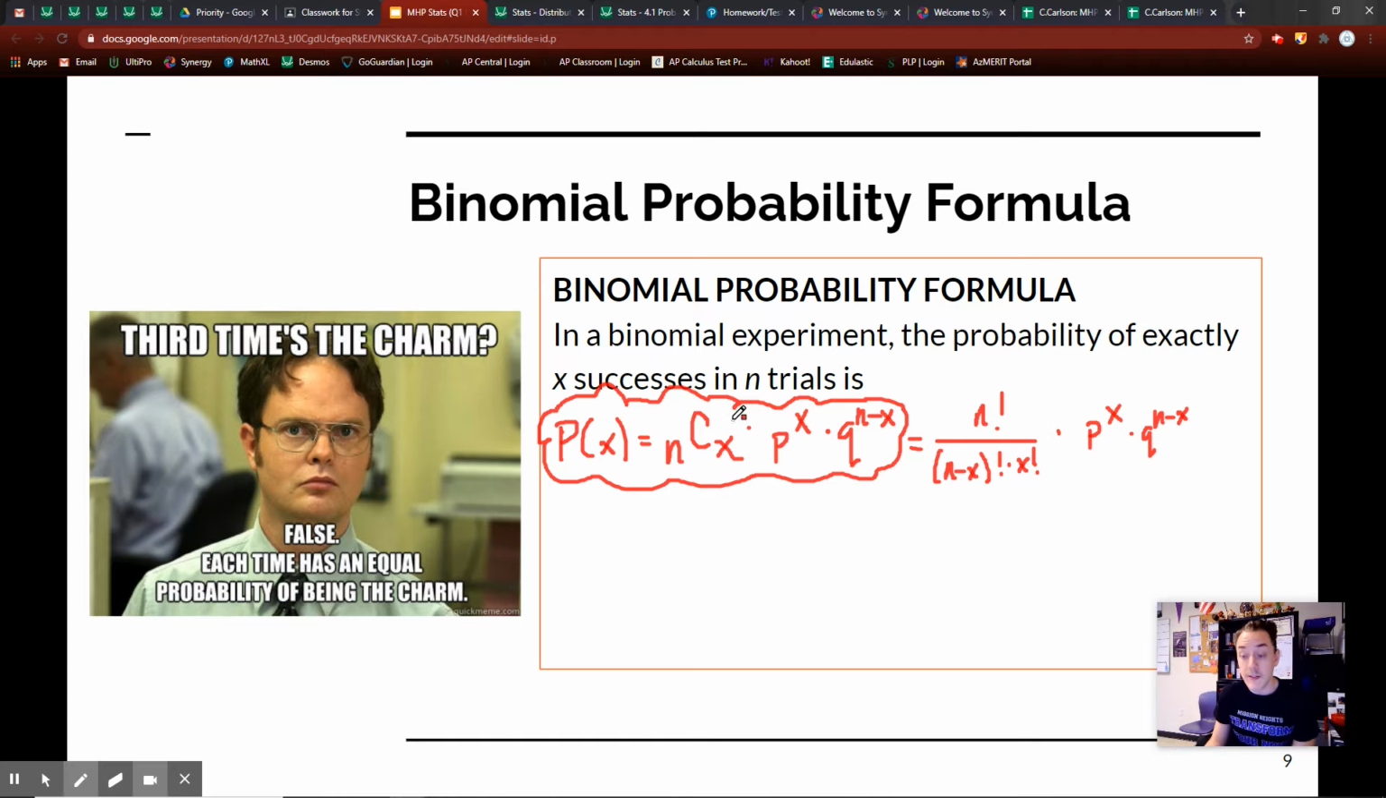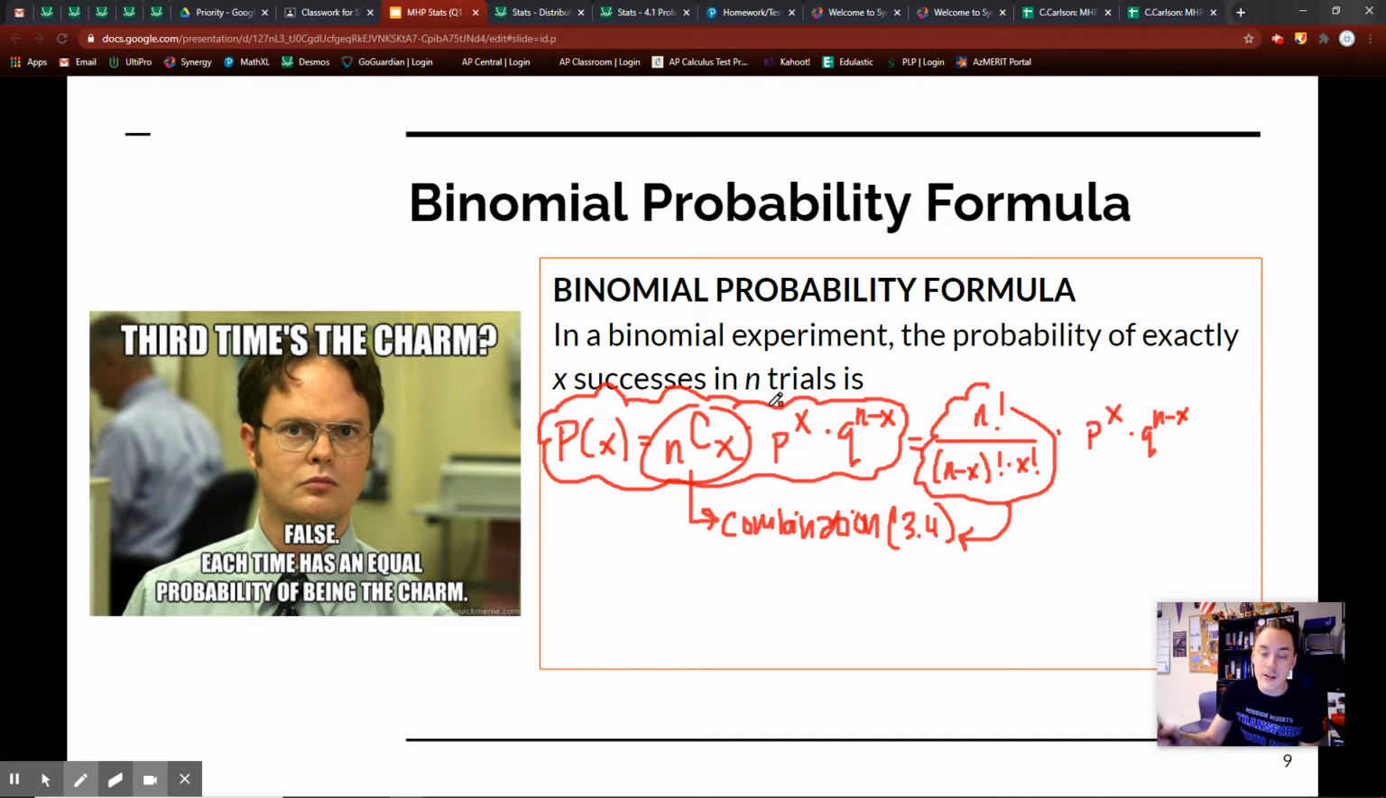This should be very familiar, though. This is our combination formula, the actual combination formula from last week, section 3.4. This is just a reiteration of what that is. Remember, this right here is the same thing as the combination formula. We just never do it by hand, right? We do it on the calculator.